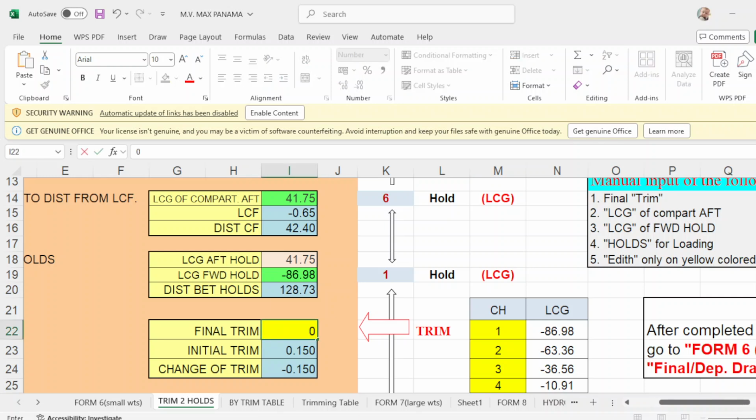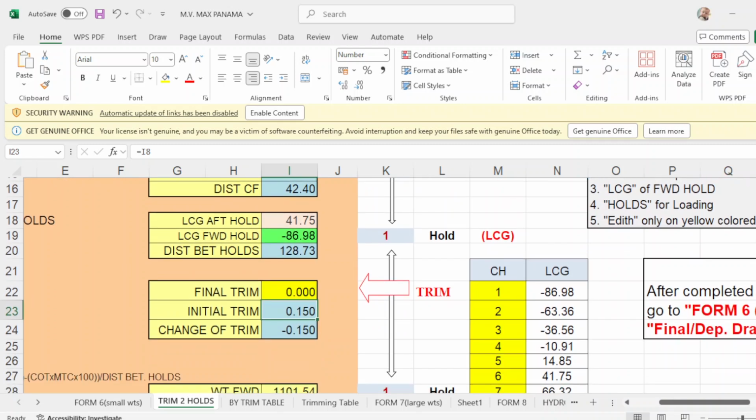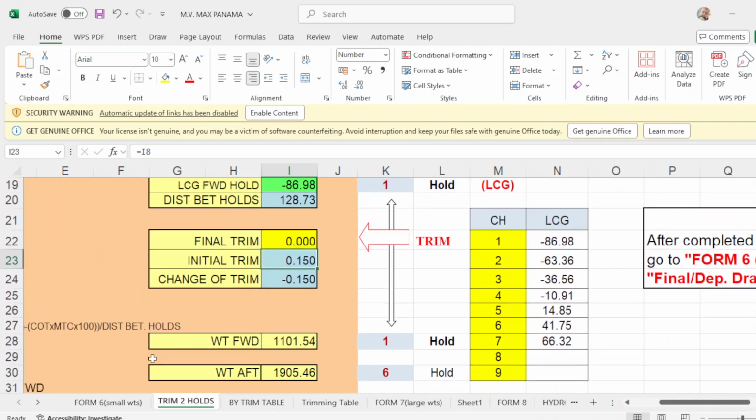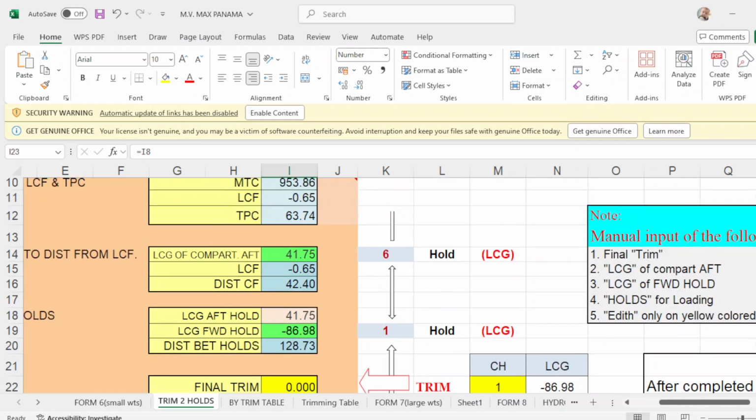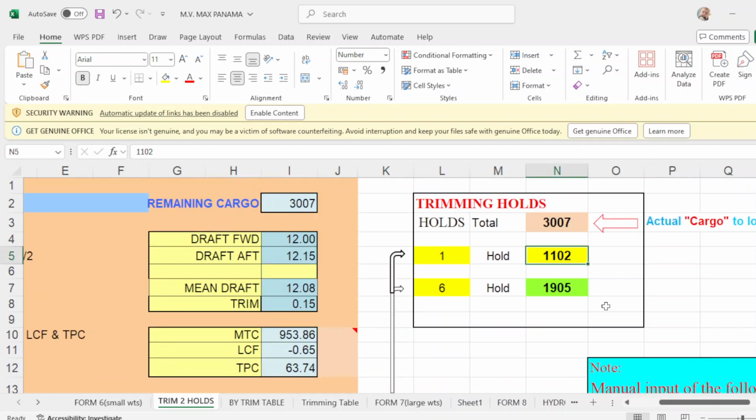Okay, enter 0. Once you have already entered 0, then it will now tell you how much to load in number 1. So in number 1 it says you load about 1102. So round it up, we put 1102. There, put here 1102. And number 6 will be 1905.